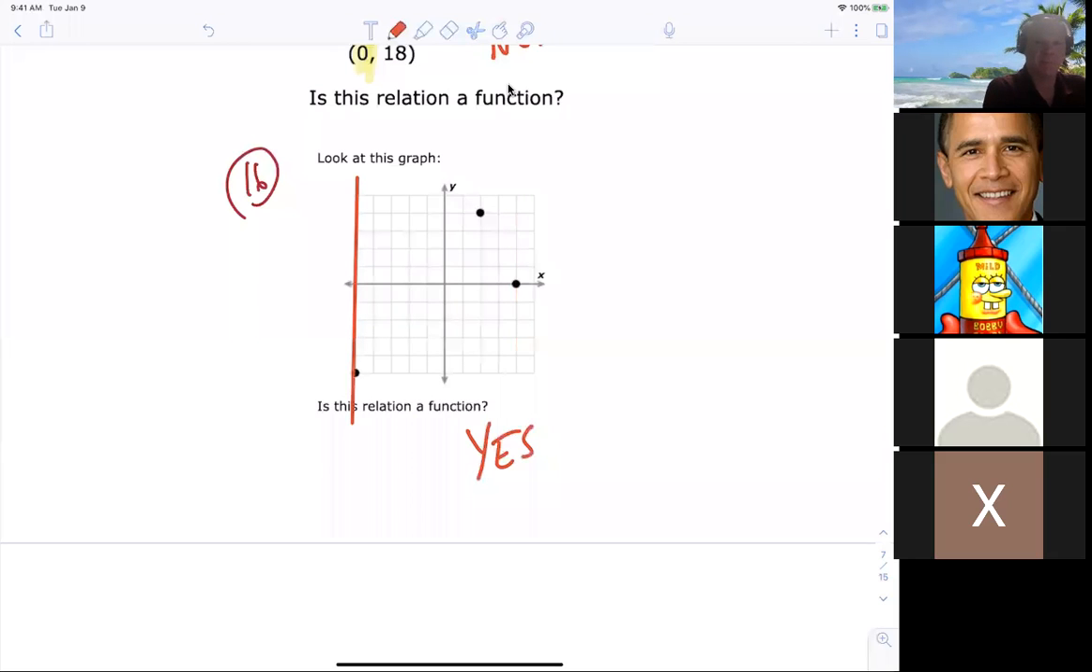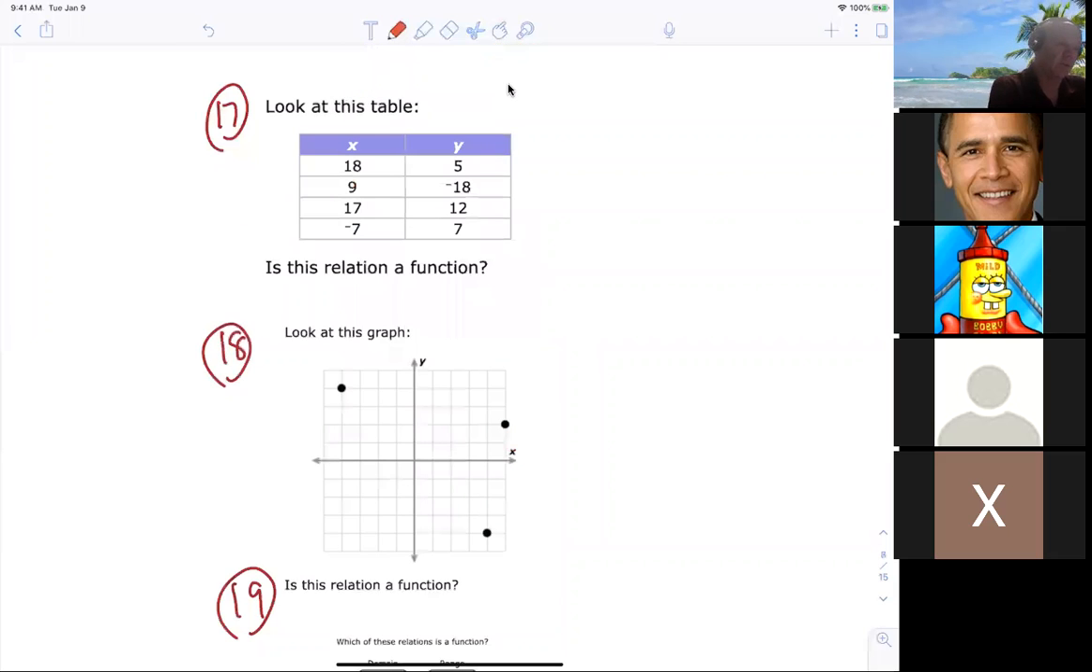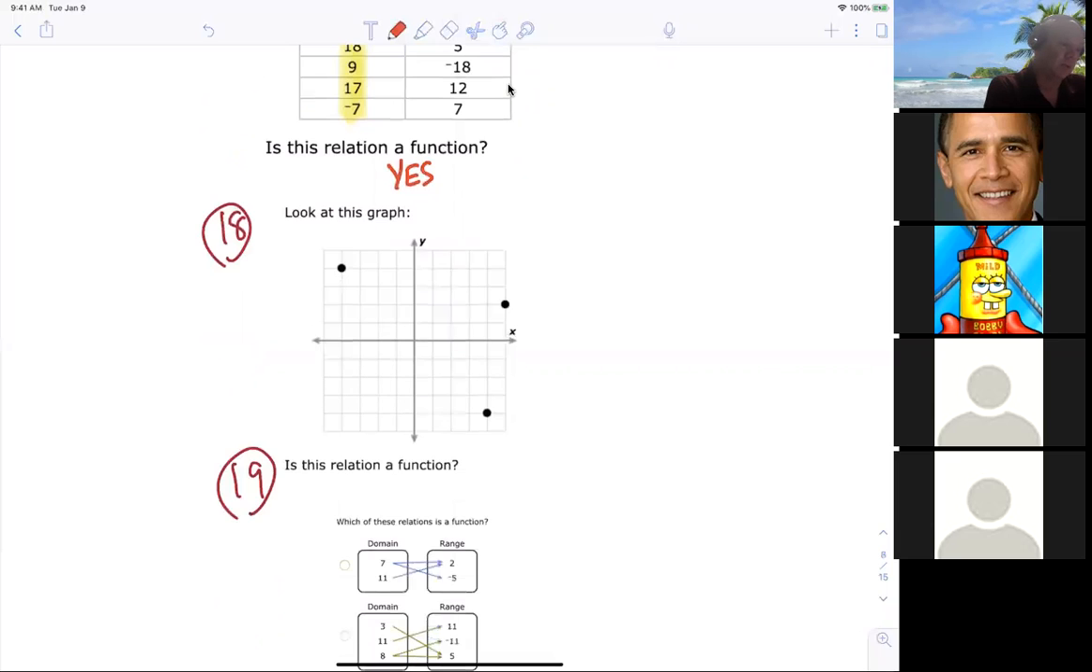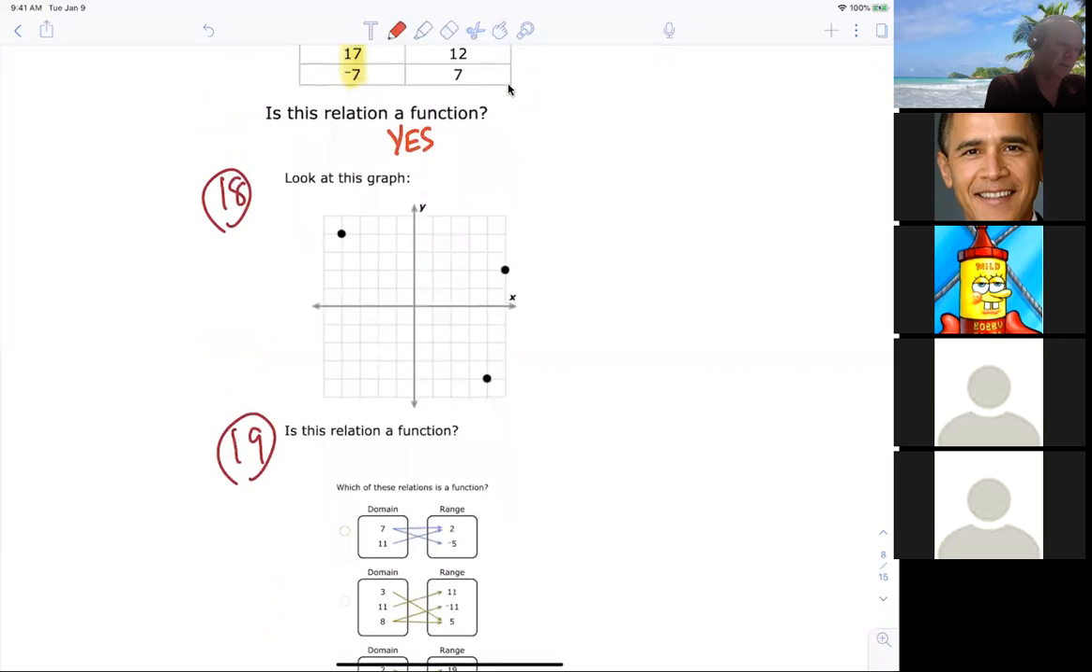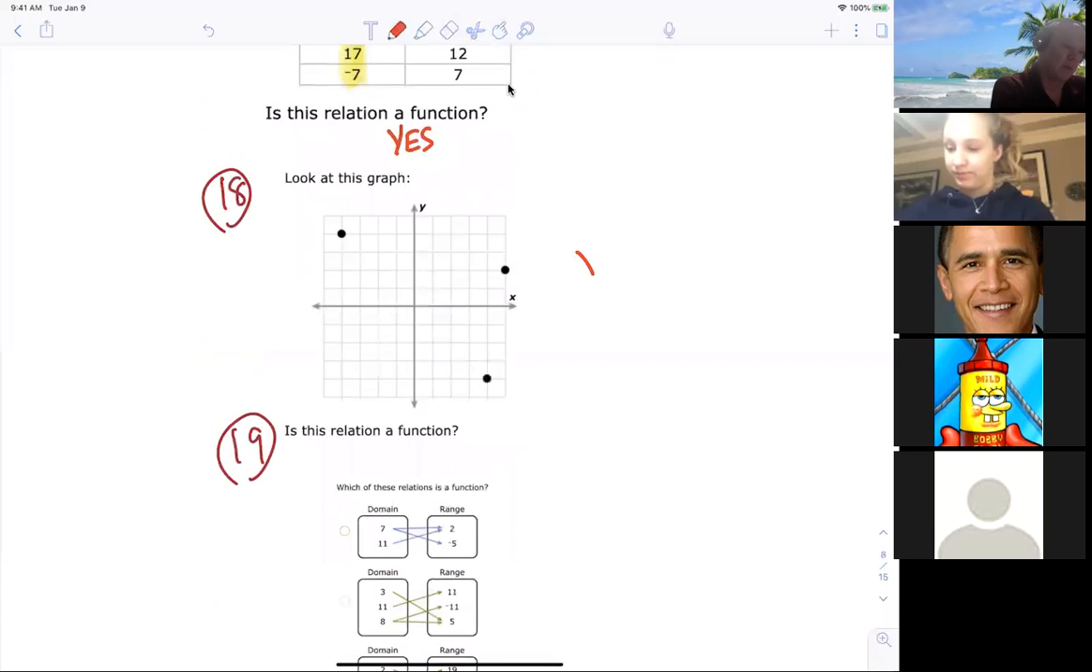All right, let's try the next one. Is this relation a function? Yes or no, guys? Yes, of course. Yes, because all of the x values are different. Is 18 a function? Yes. Good.